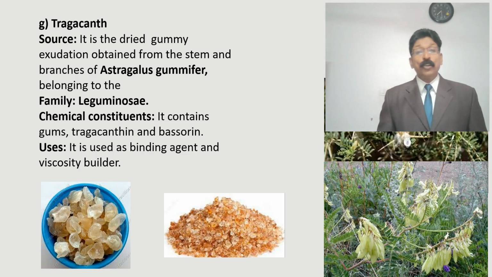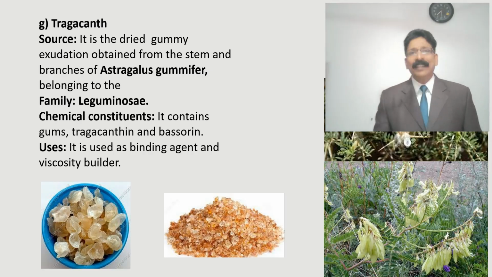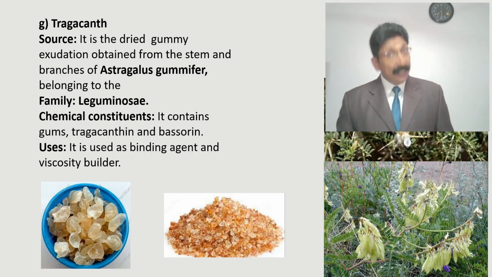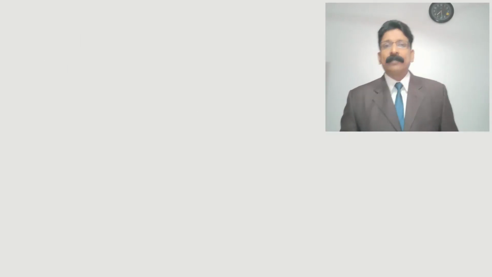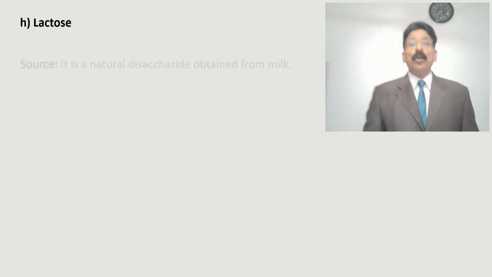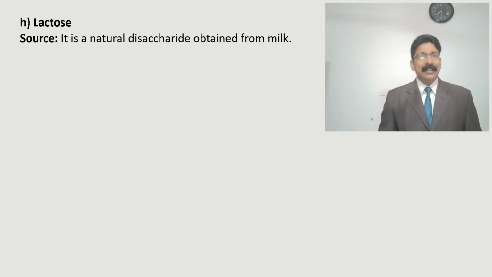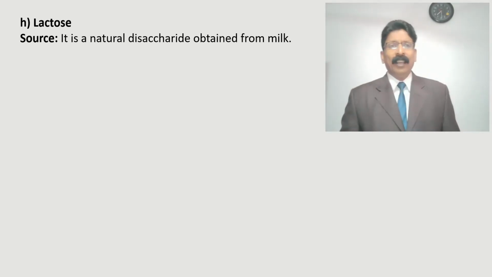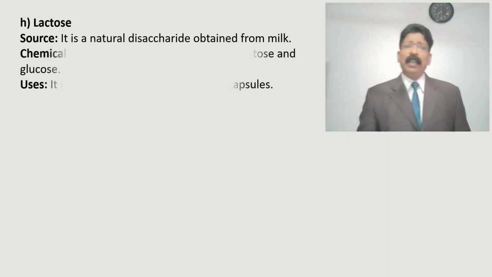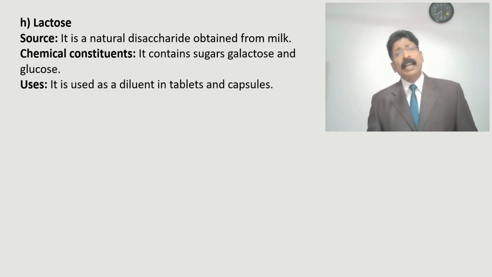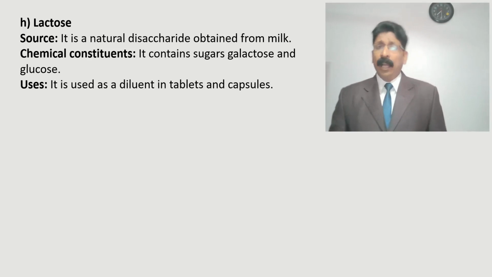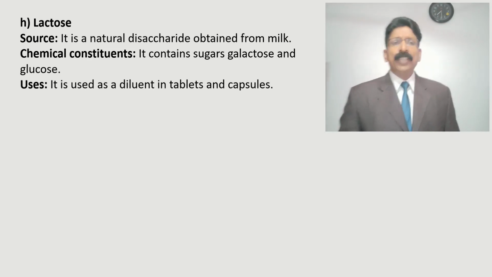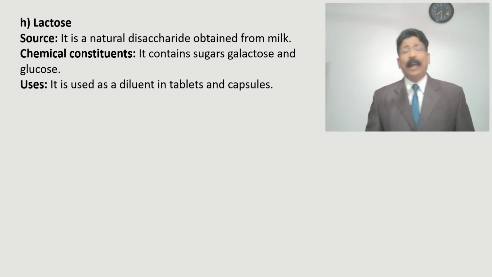So you should know what's the chemical structure of tragacanthin, what's the chemical structure of bassorin, is interesting for you to specify. It's an interesting product, tragacanth. Lactose, we know that it is a disaccharide and it is used mostly as a filler. It's a natural disaccharide obtained from milk. Chemical constituents, it contains sugars galactose and glucose. It is used as a diluent in tablets and capsules.